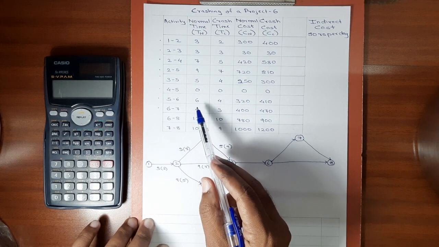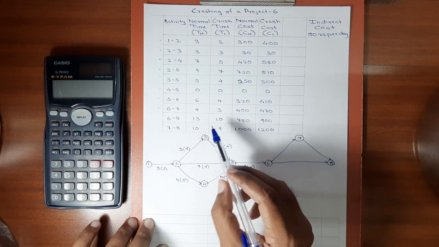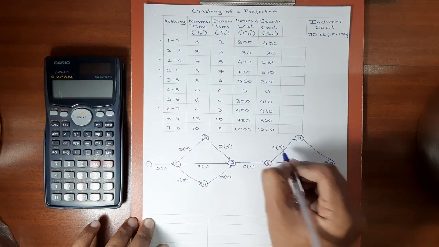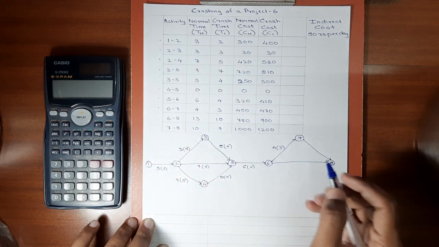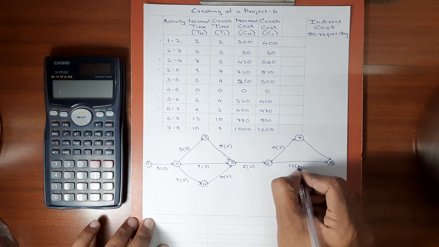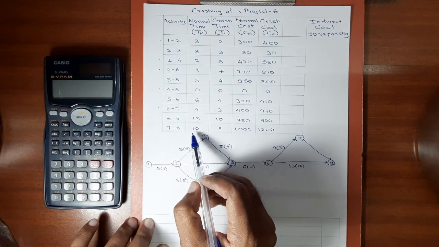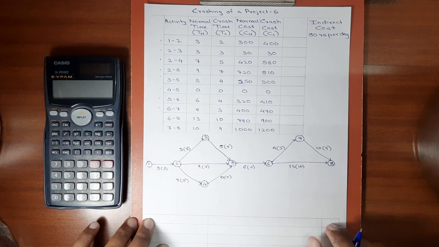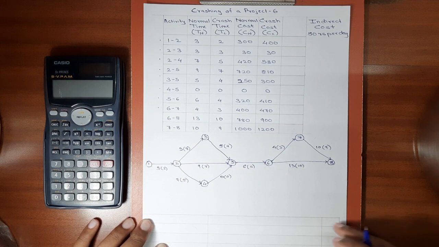Next is for activity 5, 6, we have 6, 4. For 6, 7, we have 4, 3. For 6, 8, we have 13 and 10. For 7, 8, we have 10, 9. Okay, the network diagram is now complete. Now we need to find out the critical path and the total duration of the project.